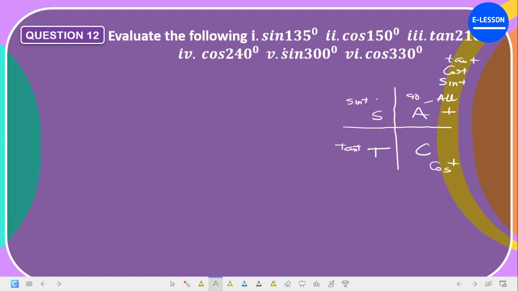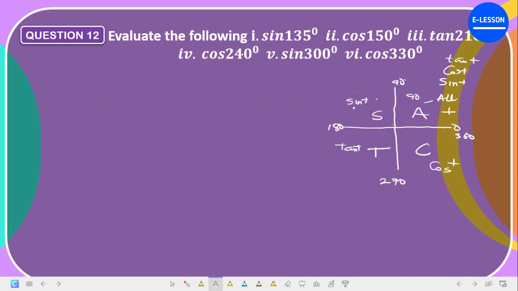Now, look at sine 135. If this is your 0, this is 90, this is 180, this is 180 plus 90 which is 270, and this point is 360, that's a full 360 degrees. What we are trying to do is get the angle here, because 135 is between 90 and 180, so it is called an obtuse angle.